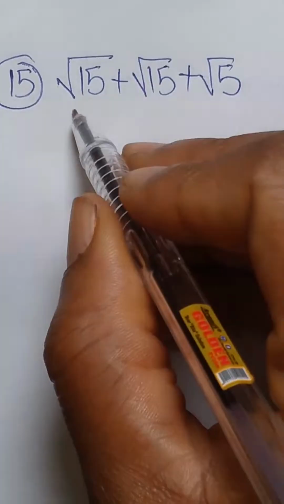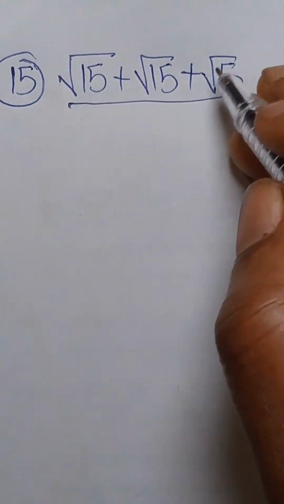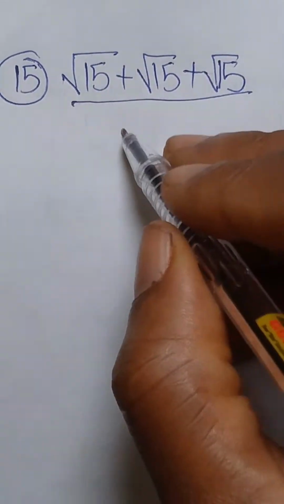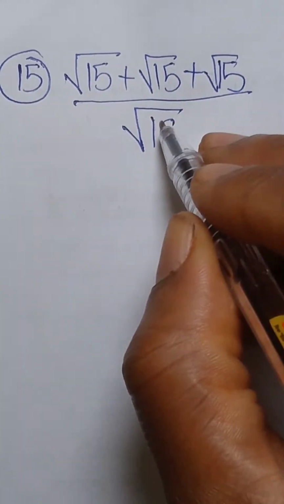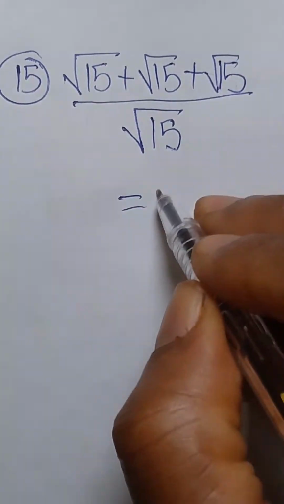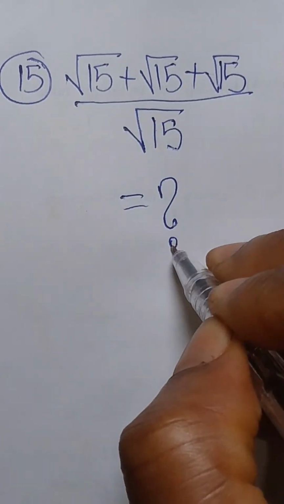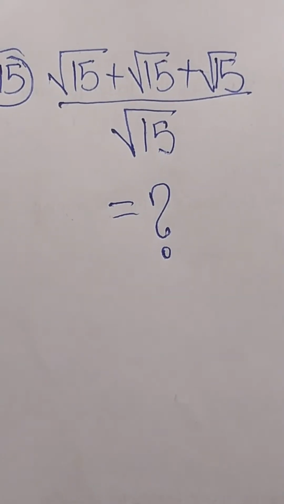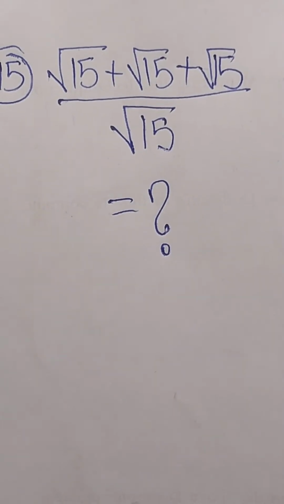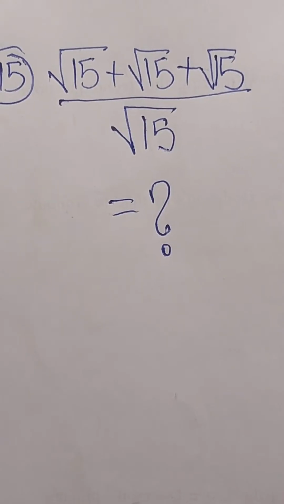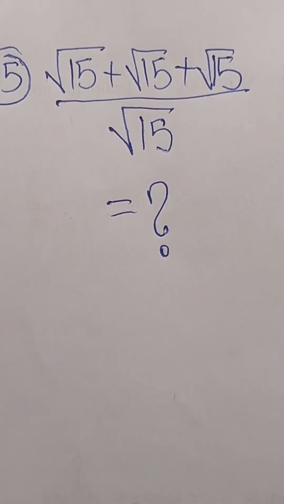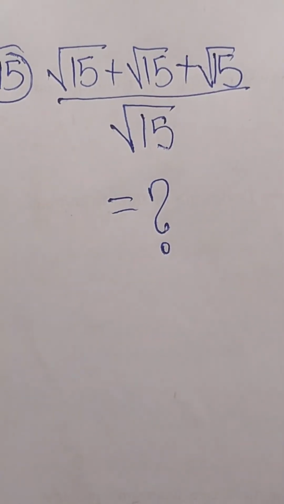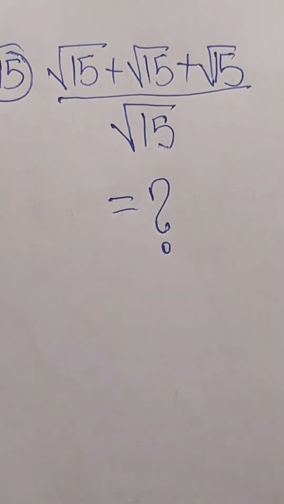All over, sorry, this is 15. Where will I stick one? All over square root of 15 is equal to what? Square root of 15 plus square root of 15 plus square root of 15, all over square root of 15, is equal to what?